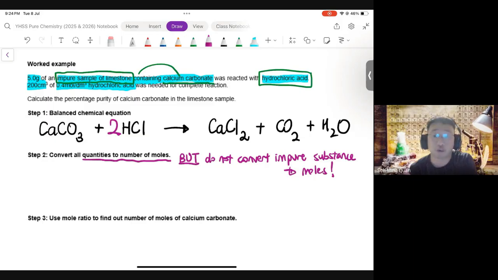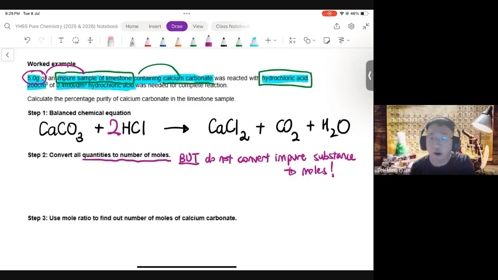Now, this is very crucial. For percentage purity questions, it is very important to read the question carefully to see which numbers are for the pure substance and which numbers are for the impure substance. The 5 grams over here belongs to the impure limestone. You cannot be sure whether the 5 grams is entirely calcium carbonate or not. You could not take 5 grams to divide by the MR because the 5 grams includes impurities.